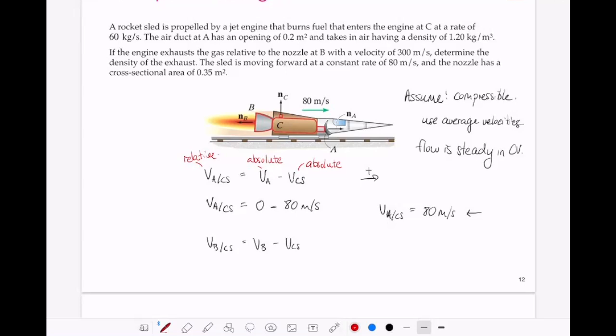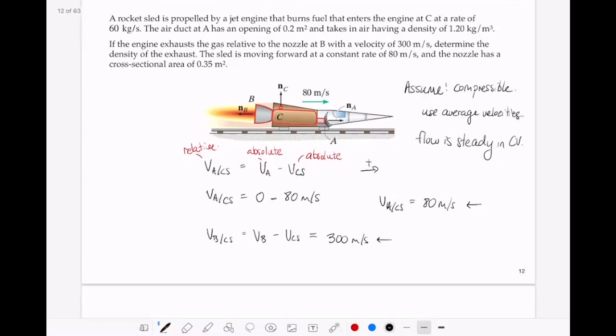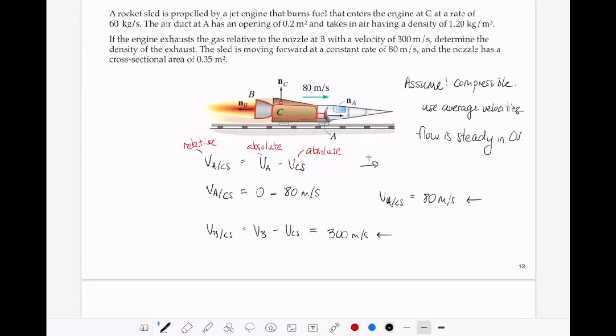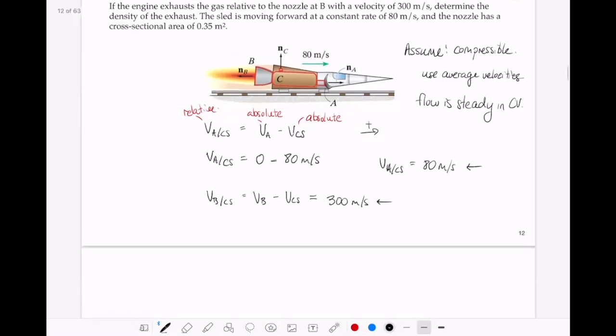In the question, it says the velocity of the gas, the exhaust gas relative to the nozzle at B is 300 meters per second. So in this case, the question just gives us the velocity of the exhaust gas relative to the rocket, which is fixed to the nozzle, and that's just equal to 300 meters per second. And it's also towards the left. So we have our velocities at our inlet and our outlet with respect to our control volume. We can now go and write our continuity equation.